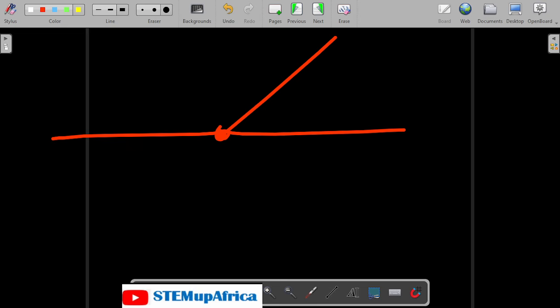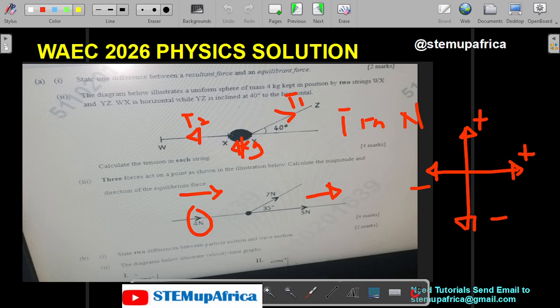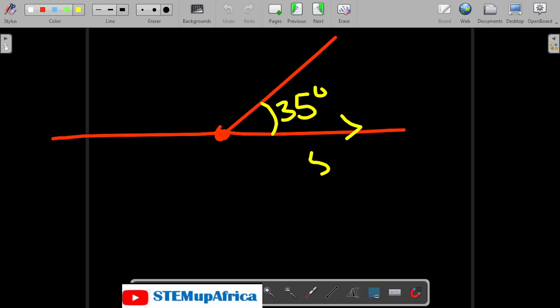Angle here is 35 degrees. The force is acting this way. This is 5 Newton. This one is also acting to the right, which is 4 Newton. So I will create my axis.